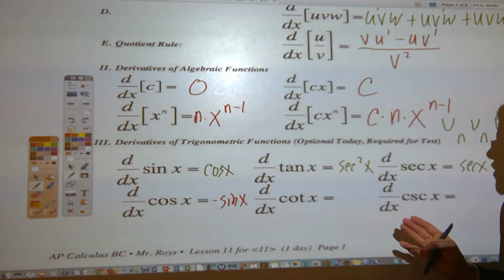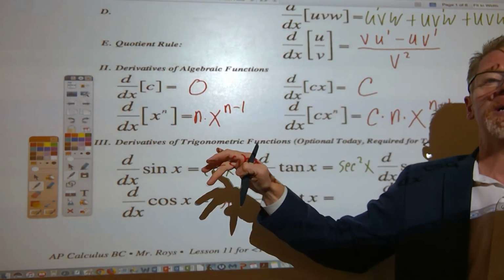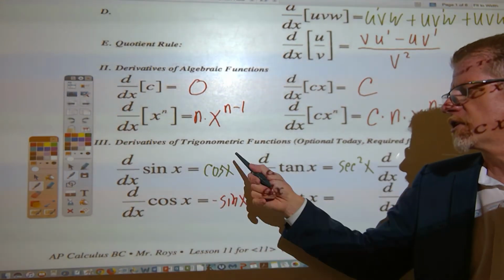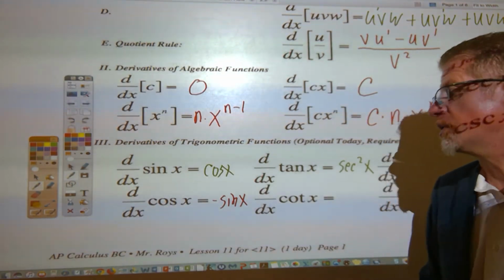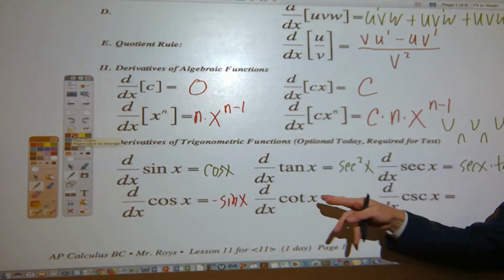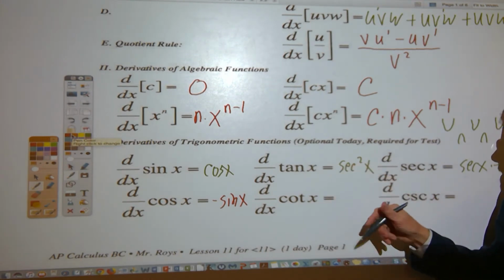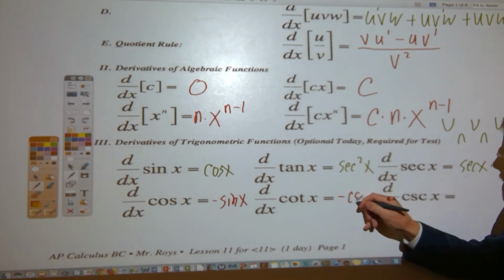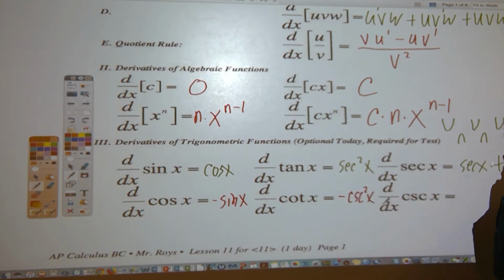Their co-functions have derivatives that are always negative with its partner function. So the derivative of cosine is negative sine. Now you could derive it, but I guarantee that when you derive the derivative of cotangent x, it's going to be the same as this. It's going to be negative, and then its co-function, cosecant squared of x.